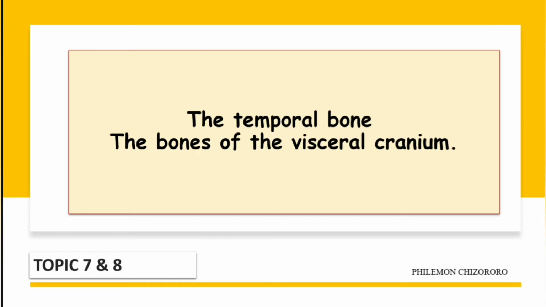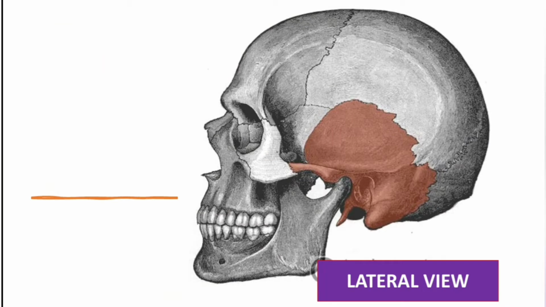In this video, we are going to talk about topic 7 and 8, which is the temporal bone and its canals and the bones of the visceral cranium. Right, so we're going to have 4 parts. The first part is going to be about the temporal bone. This is the lateral view, and you can see the temporal bone here. That's how it is located anatomically, right?